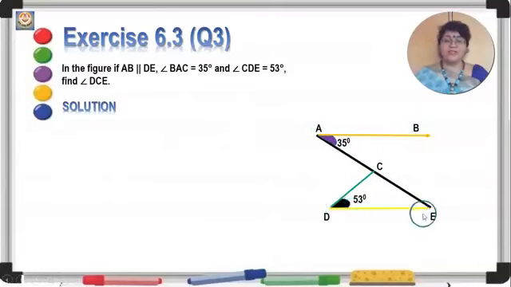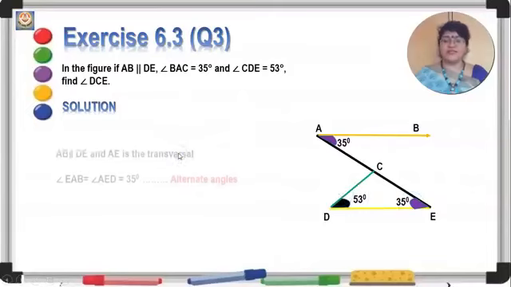AB is parallel to DE, and isn't AE the transversal, right? So don't you get Z-shaped angles in this? So this angle A will be congruent to angle AED, that is this angle, because they are alternate angles. And are alternate angles congruent? Yes. So you will get this angle as 35 degree.